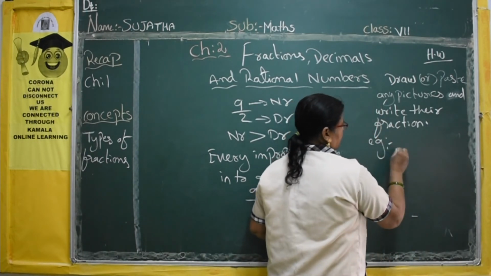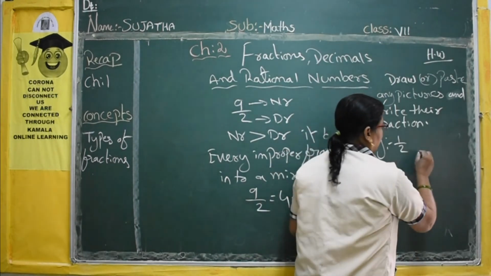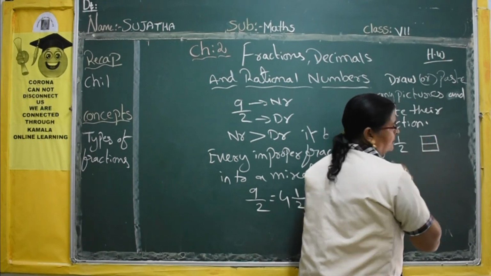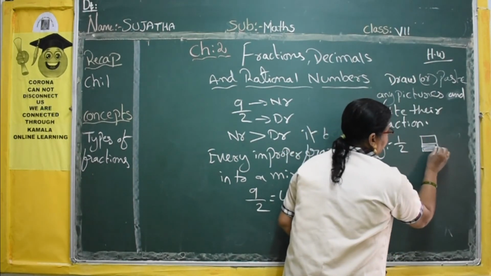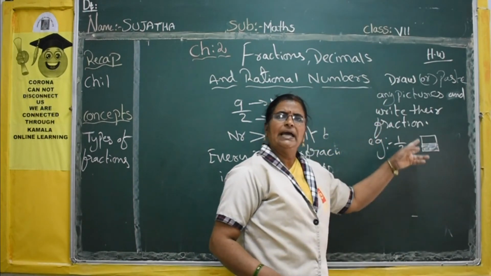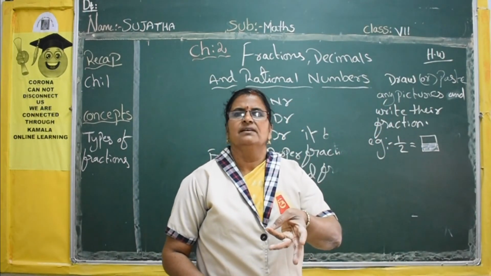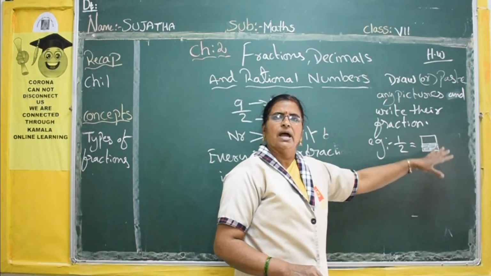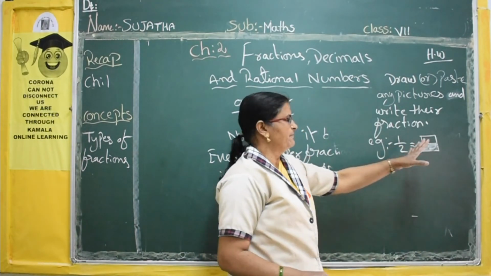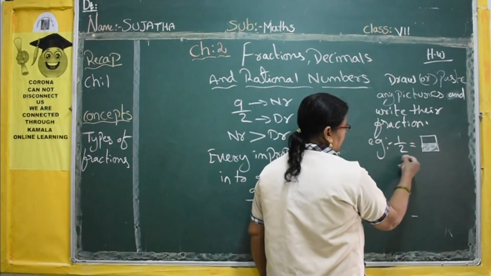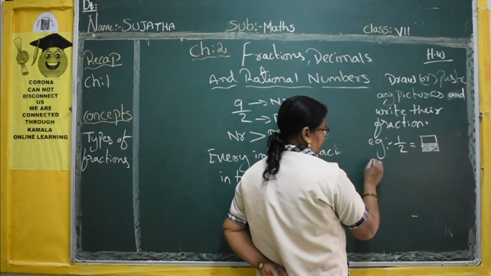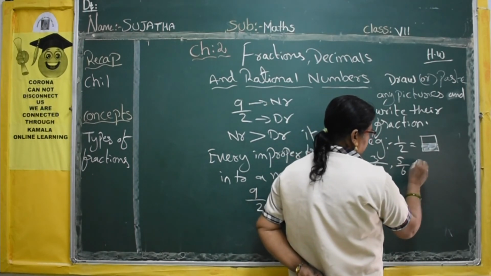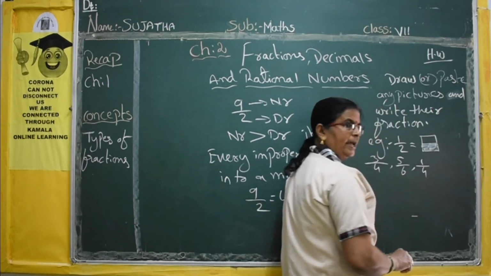Example, 1 by 2 is there. I am showing an example. Draw one square and divide it like this, and shade this. This will be equal to 1 by 2. Like that you can draw. Otherwise use leaves and other colored papers. Anything you can use, and you can paste and make some fractions of your wish. Like that you can do the fractions I am giving: 3 by 4, 5 by 6, 1 by 4, enough.